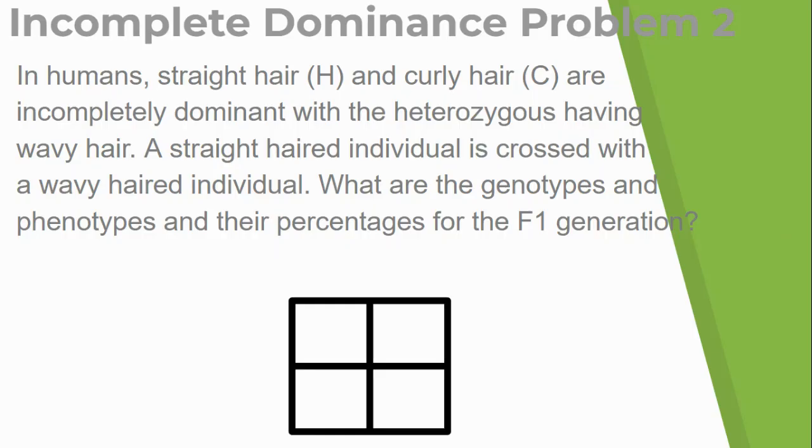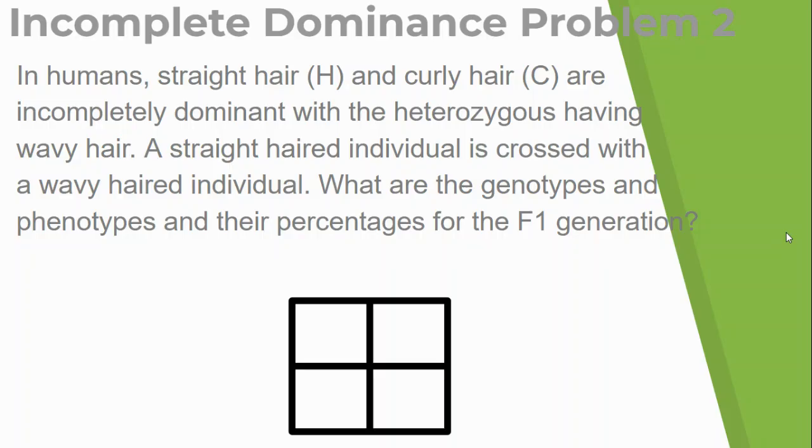For the second problem, we have humans, straight hair, which is represented with an H, and curly hair, represented with a C, are incompletely dominant with the heterozygous having wavy hair. A straight-haired individual is crossed with a wavy-haired individual. What are the genotypes and phenotypes and their percentages for the F1 generation?